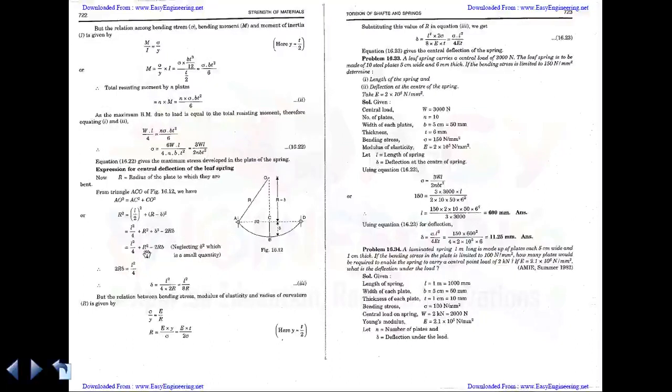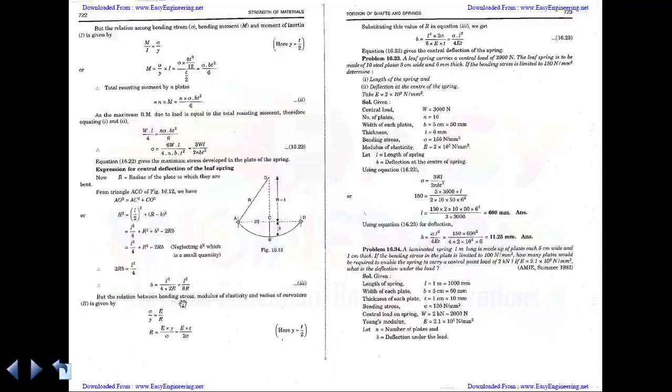In this case delta is already a very low value, so we can neglect delta square, which will be much smaller. Neglecting delta square, R square equals L square by 4 plus R square minus 2R delta. Rearranging this, 2R delta is equal to L square by 4. So delta is equal to L square by 4 into 2R, that is L square by 8R. So this is the equation for how much delta it will be.